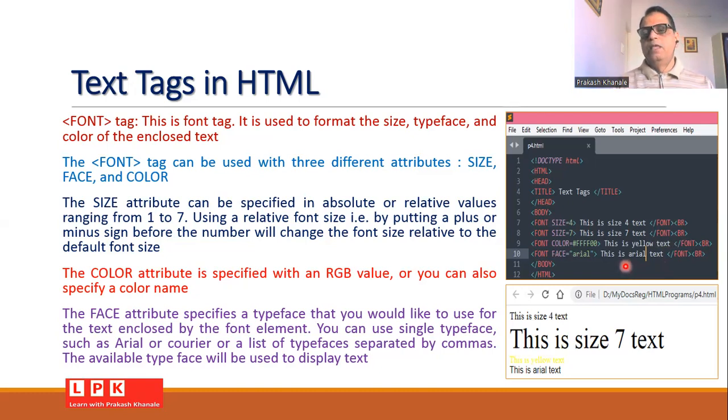Whenever you save this file and execute it by giving the appropriate path in your web browser, the screen will display: This is size 4 text. This is size 7 text. This is yellow text. And then this is Arial text. This way, you can make use of the different text tags available in HTML, and you can format your text that will appear on the web page as per your requirements.